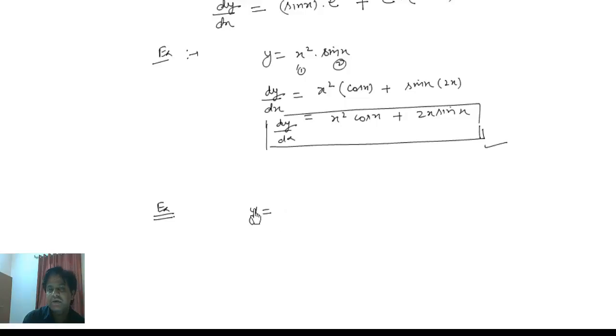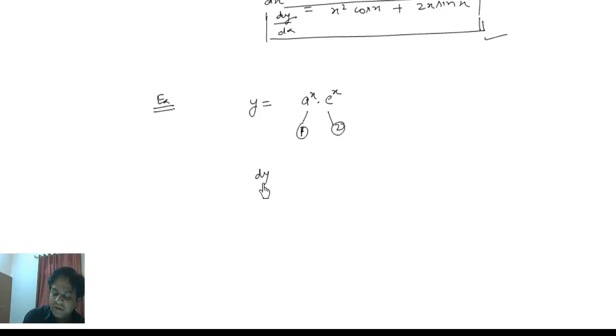We are given something, let's say like a to the power x into e to the power x. What I do is I'll put this one as first, this one as second. Now dy by dx is equal to first function as it is, differentiation of second function is e to the power x, plus e to the power x as it is, and differentiation of a to the power x is a to the power x ln a. This is the answer.